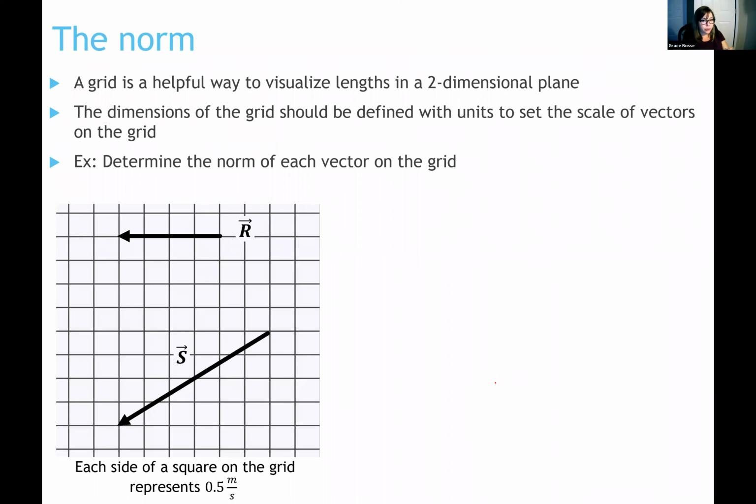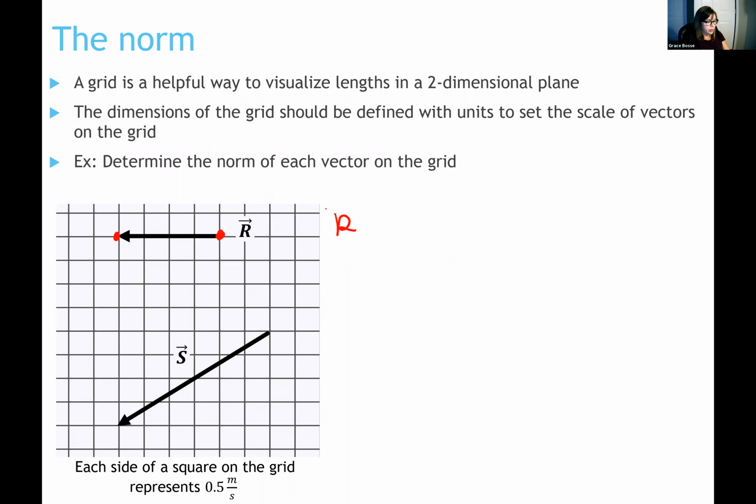So in this particular grid that I've drawn in this slide, every side of the square on the grid represents 0.5 meters per second. So the vectors that are on this grid are velocity vectors, if they have units of meters per second. And I want to figure out the norm of each of these vectors. So let's use the grid to our advantage to count the squares and figure out the norm of these vectors. So I see vector R pointing to the left, and it goes through 4 squares. So it starts over here, it ends over here.